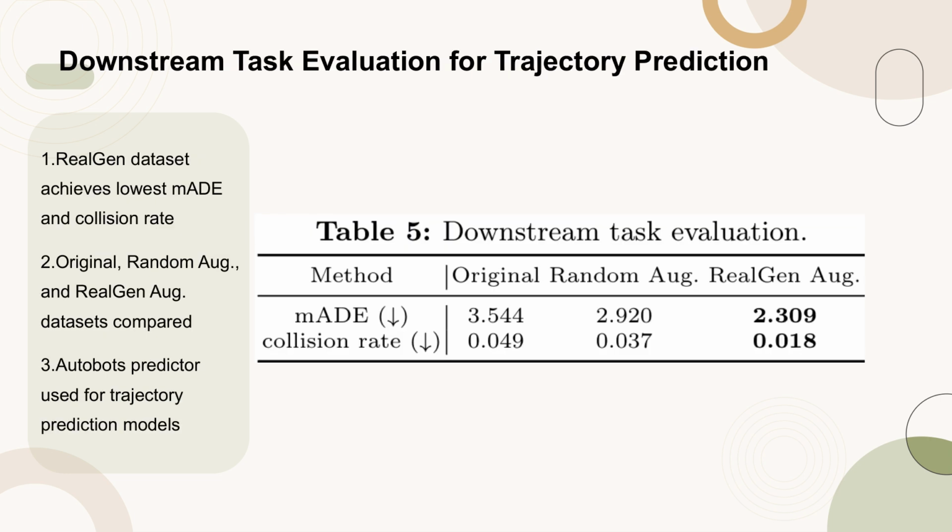Table 5 presents the downstream task evaluation results for trajectory prediction models. The evaluation focuses on the impact of different datasets on the performance of the Autobot's predictor. The datasets include the original new scenes data, a dataset augmented with Gaussian noise, and a dataset augmented with scenarios generated by RealGen. The key finding is that the model trained with the RealGen dataset achieves the lowest mean average displacement error, MADE, and collision rate, indicating superior performance in trajectory prediction tasks.